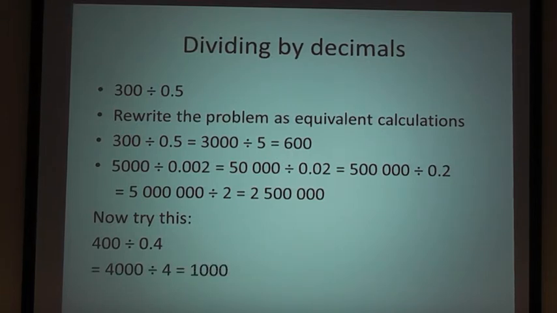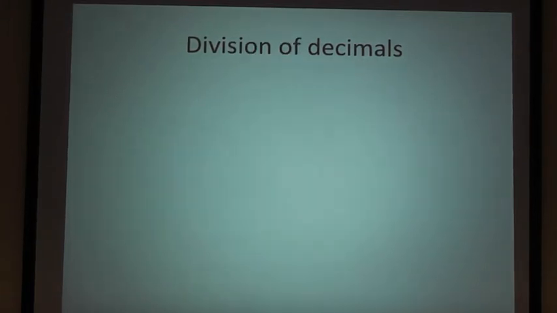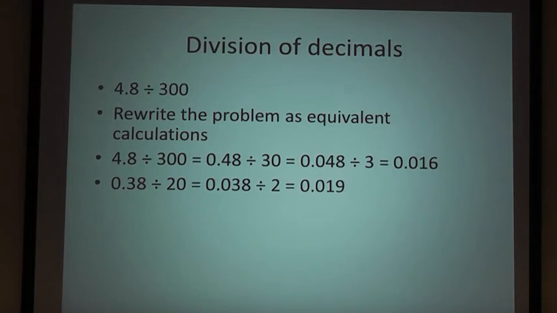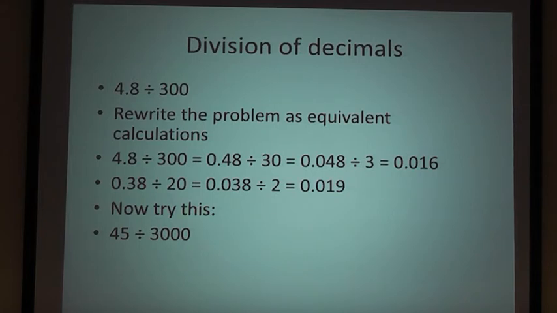Okay, this was quite straightforward. 4,000 divided by 4, which is 1,000. 4.8 divided by 300. Rewrite that as an equivalent calculation. You get 0.06. If you do 0.38 divided by 20, again, you can see that you're moving it to the right. 0.38 becomes 2 divided by 2, which gives you 0.019. And the last one to try, 45 divided by 3000.